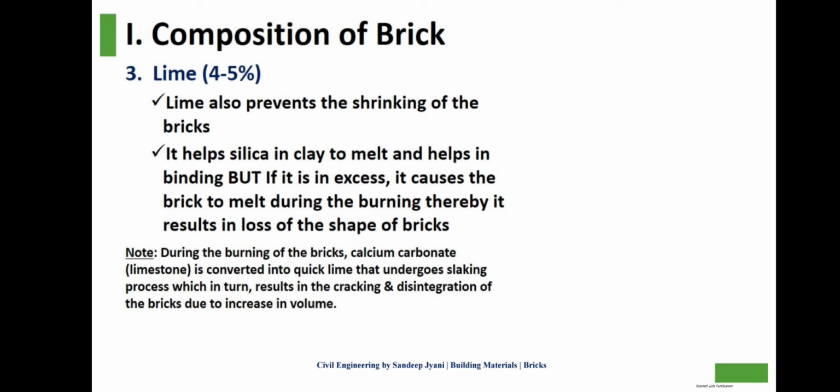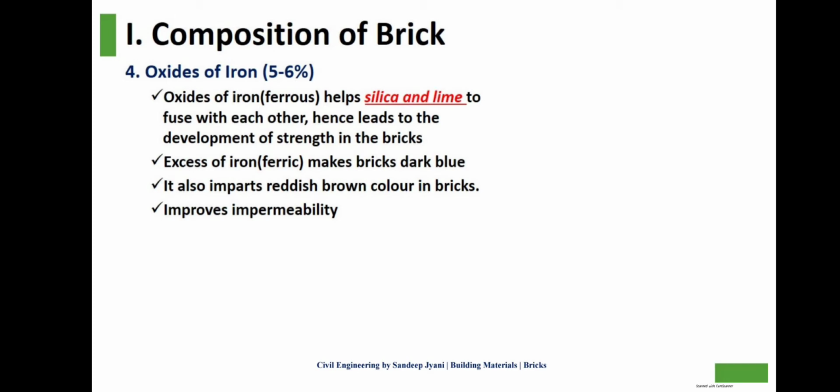Composition, fourth, oxide of iron 5 to 6%. Oxide of iron helps silica and lime to fuse with each other, hence leads to the development of strength in the bricks. Excess of iron makes brick dark blue. It also imparts reddish brown color to bricks, and last, improves impermeability.